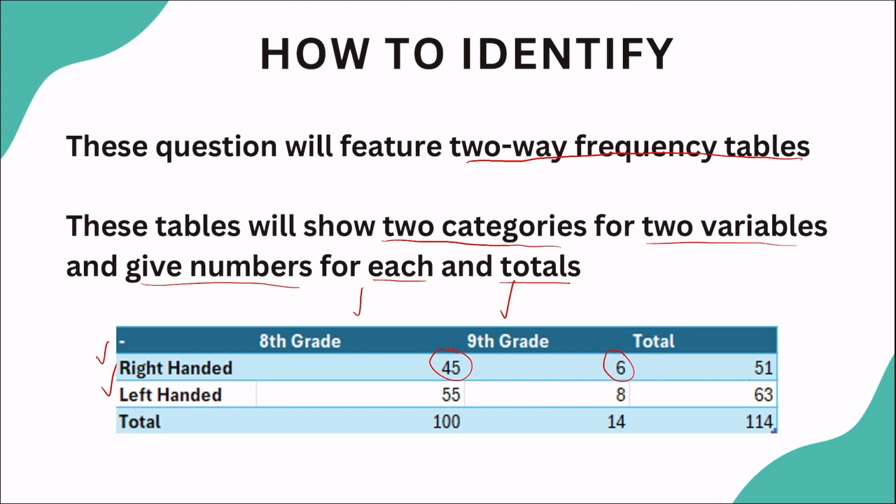And something they could ask you is saying, if we picked a randomly selected right-handed student, what's the probability they're in 8th grade? Well, if you picked a randomly selected one of just right-handed, we only have 51. And the chance that they're in 8th grade, if they are right-handed, is 45 out of 51. So we'll look at an example here, but that's how you look at those.